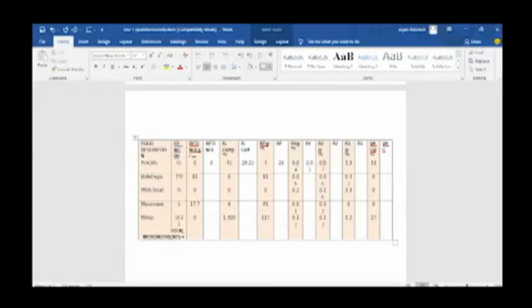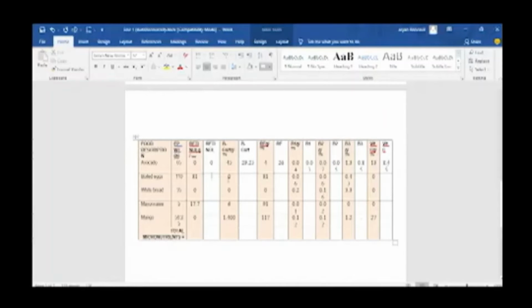Then B2, we have 0.05. And B3, we have 0.85. Then for vitamin C, 13 times 65 divided by 100 is equal to 8.45.